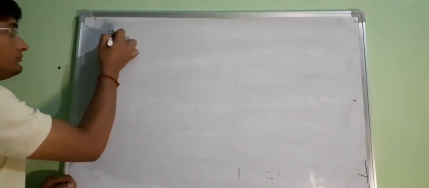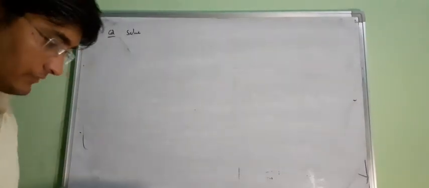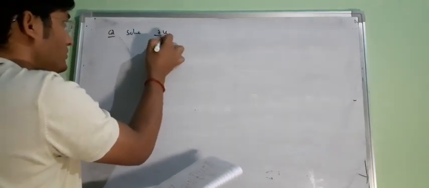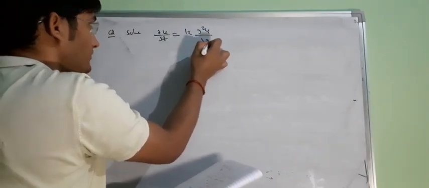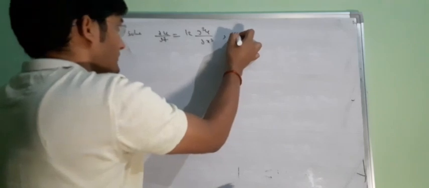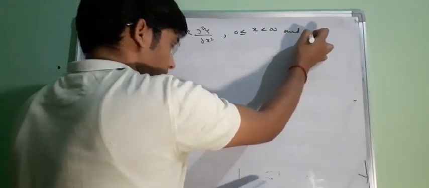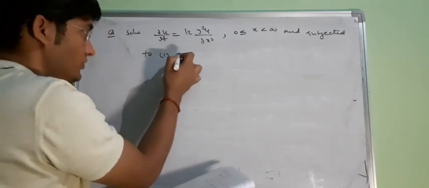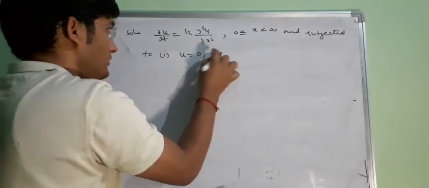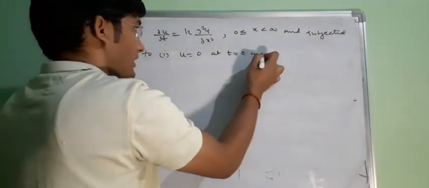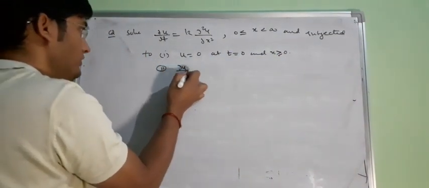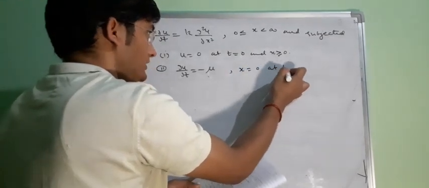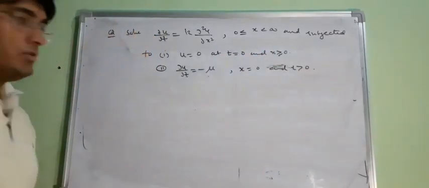So solve this partial differential equation, del u upon del t equal to k times del squared u upon del x squared, where x is between 0 to infinity and subjected to the first condition, u equal to 0 at t equal to 0 for positive x, and the second condition is del u upon del x equal to minus mu, for x equal to 0 and t greater than 0. So this is your question.